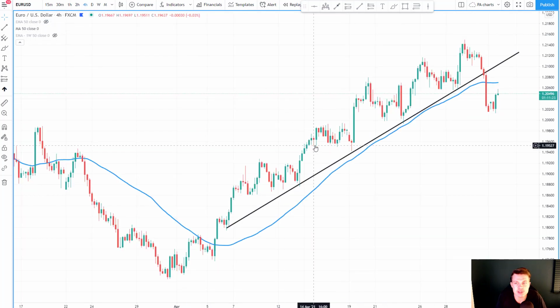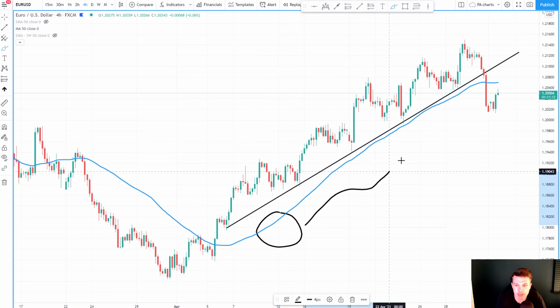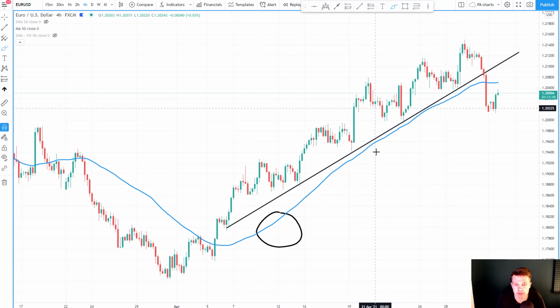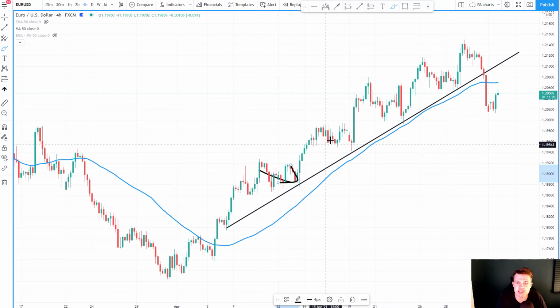So here on the Euro US dollar, I would go for the 4-hour time frame, and you can see here the trend line is accurate. We don't have any bodies cutting through a trend line, and also at no point during this uptrend did the market violate the moving average. So we are looking at a relatively moderate volatility market.